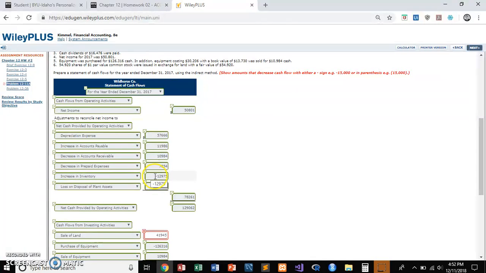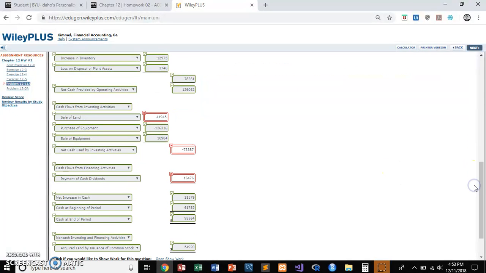Then we're going to add all of this up, making sure that you're subtracting the increase in inventory and not adding it. We're going to come up with $78,261, and then we add that number to net income, and we get net cash provided by operating activities, which should come out to $129,062.